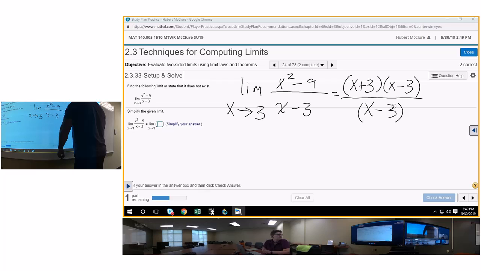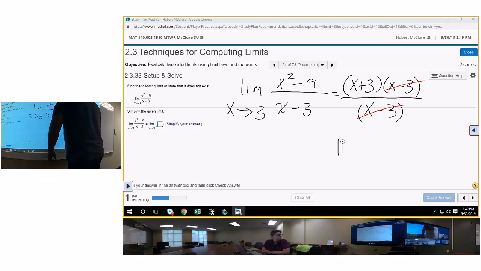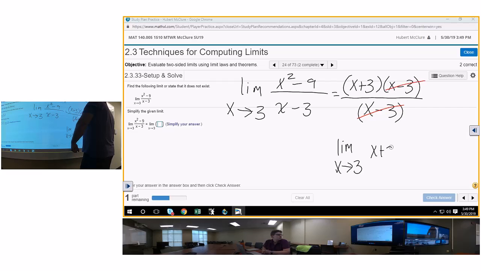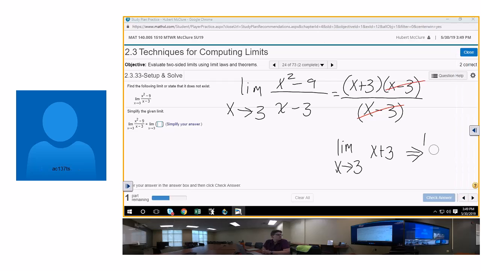And the x minus 3 cancels. You're left with the limit as x approaches 3 of x plus 3, which gives us... what is y approaching? 6. Now that's what y is approaching.